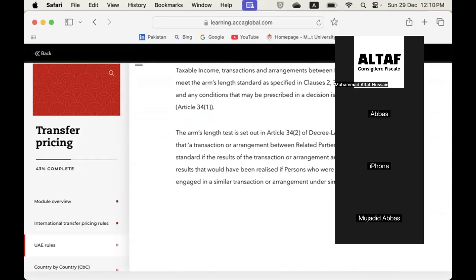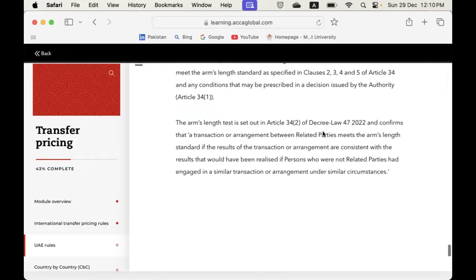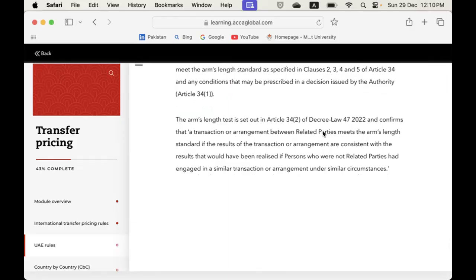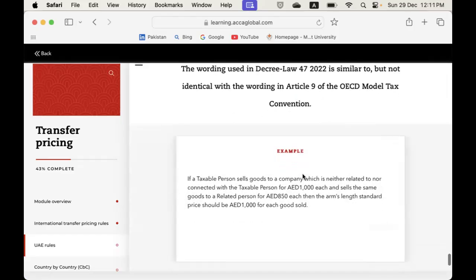It's like sold at market price. Market price. Knowledgeable willing buyers. It should not be a forced sale scenario. Okay, so this is what is meant by arm's length. But transactions between related parties must meet arm's length criteria. This is Article 34. Article 34 is a key article, guys. Remember this, because Article 34 is the foundation of the entire transfer pricing under the UAE corporate tax decree law, the arm's length principle.